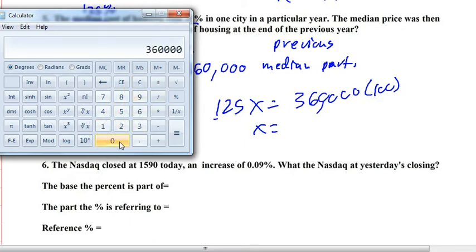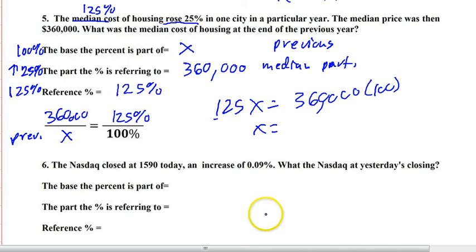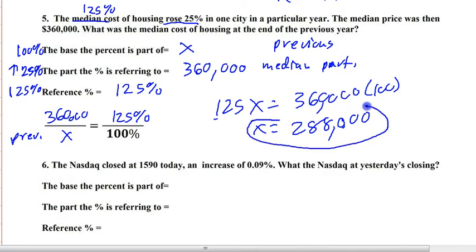360,000 times 100 divided by 125. 288. Is that dead on? Yes. 288,000. And that is our increase. I mean our median from the previous year. $288,000.